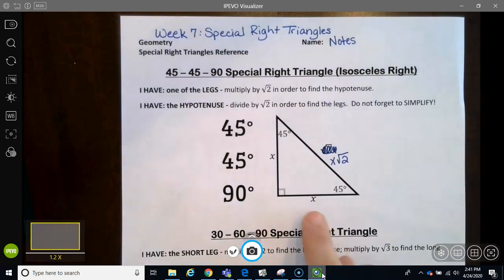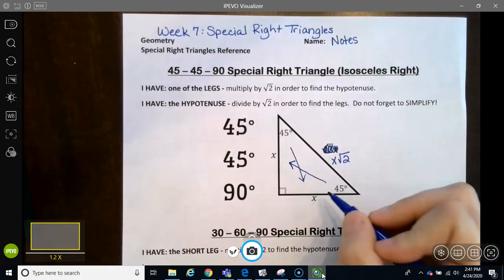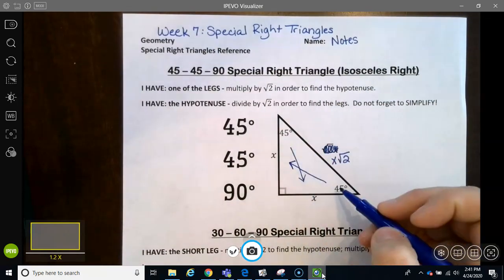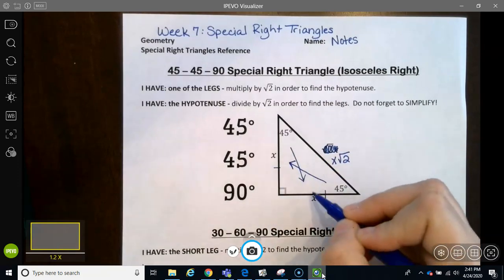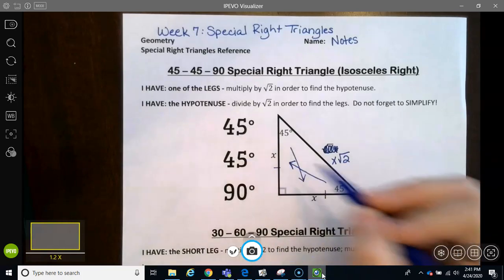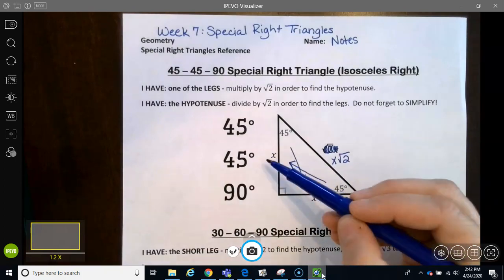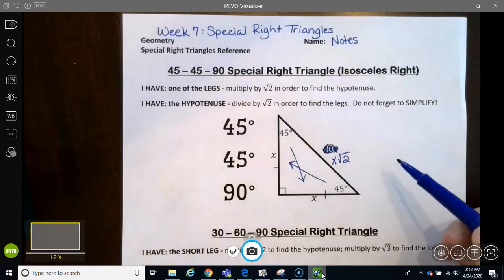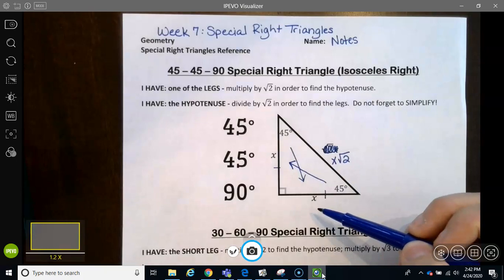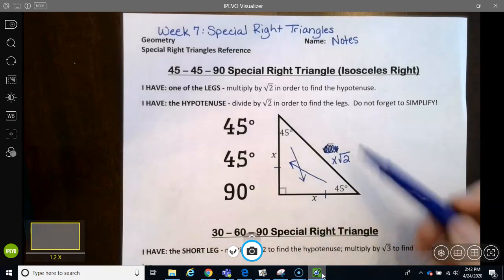If you let each side across from the 45-degree angles be represented by X, because this is an isosceles triangle, you've got 2 angles that are the same. So that means this side and this side are equal to each other. If I let this side be represented by X, then that side can be represented by X. And if you do the Pythagorean theorem, X squared plus X squared would have to equal X square root of 2, squared. If you work it out, that's how it ends up. So the representations for a 45, 45, 90 triangle are X, X for the legs, and the hypotenuse is X square root of 2.